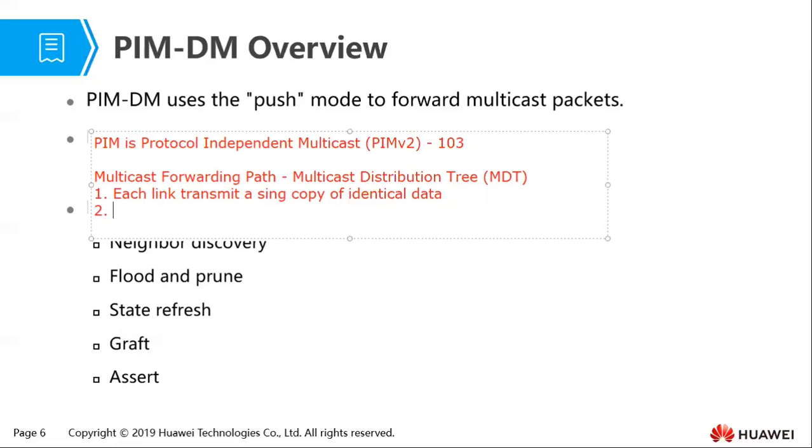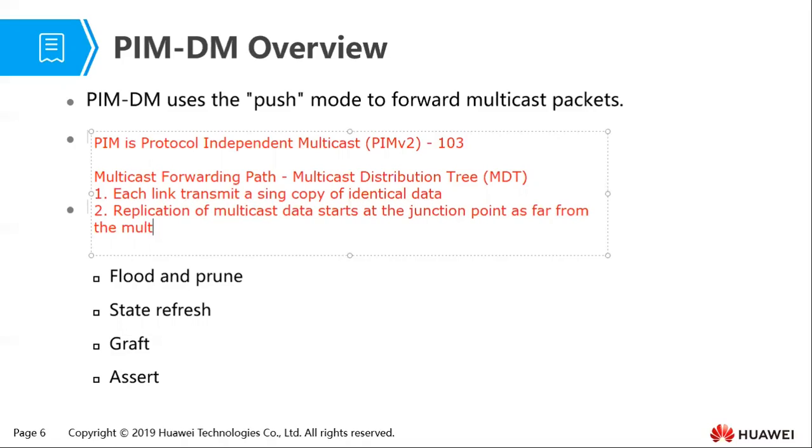Then also, on an MDT, replication of multicast data starts at the junction point as far from the multicast source as possible. So replication of the multicast data, where we are now going to distribute it to the receivers, starts at the far end.